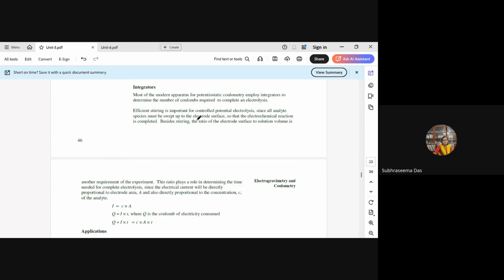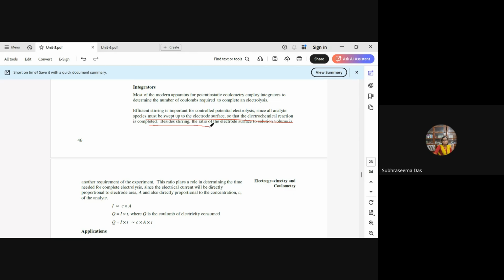Then come the integrators. Most of the modern apparatus for potentiostatic coulometry employ integrators to determine the number of coulombs required to complete an electrolysis. Efficient stirring is important for controlled potential electrolysis because all analyte species must be swept up to the electrode surface so that the electrochemical reaction is completed.